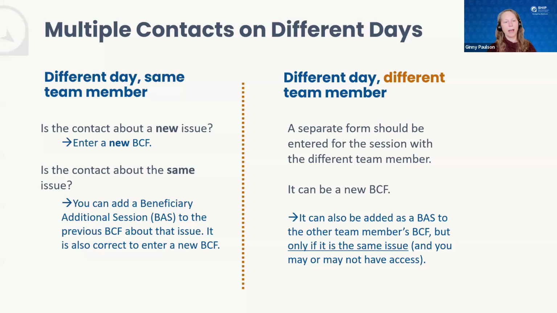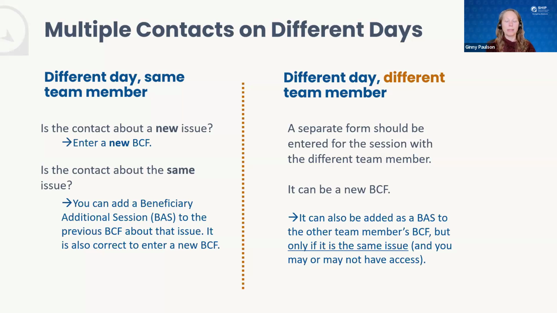These forms work together when it comes to the reports. So if a report needs to know the demographics of a client, the report's going to pull the demographic information from that attached beneficiary contact form. So you don't need to worry if there's information you find important missing on the BAS, because they are linked and the system is built to look at the corresponding beneficiary contact form when beneficiary additional session forms are used.